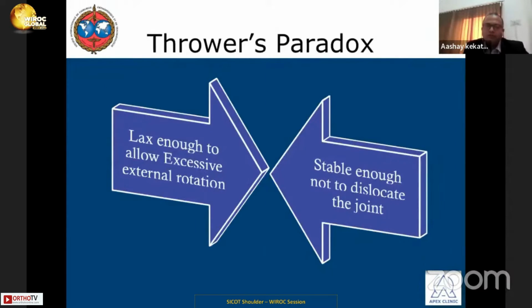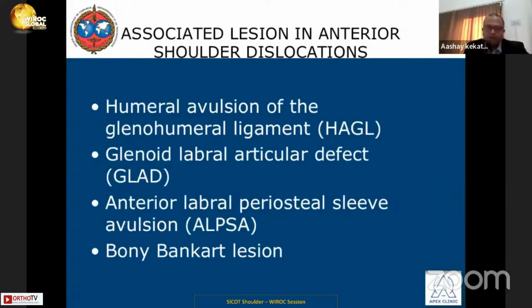And we have to deal with the Thrower's paradox while stabilizing the shoulder, because it needs to be lax enough to allow excessive external rotation as well as stable enough not to dislocate the joint. All these accelerations will have associated lesions, as pointed out by Erika. So they will have Hill-Sachs lesions, they will have GLAD lesions, they will have ALPSA lesions, they will have bony Bankart lesions, and other nomenclature lesions. But in all, what the patient wants is a stable shoulder.